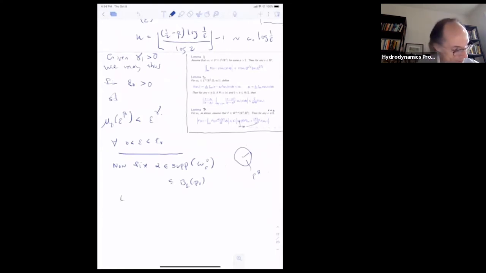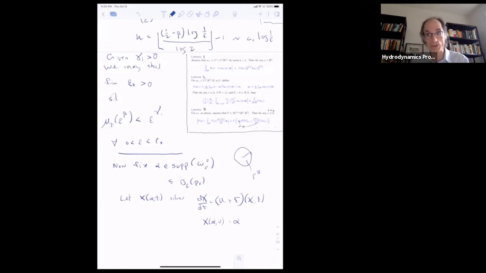So let x of alpha, t solve, well, okay, not quite as usual, dx/dt is u plus f of x and t, and x of alpha, 0 is alpha. So I consider a trajectory which starts inside the support of vorticity, and I know that the vorticity at every later time will be contained in the union of all these trajectories.